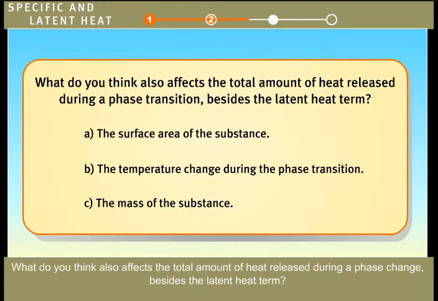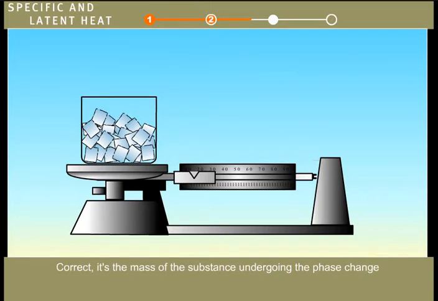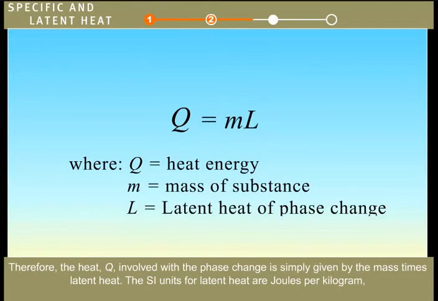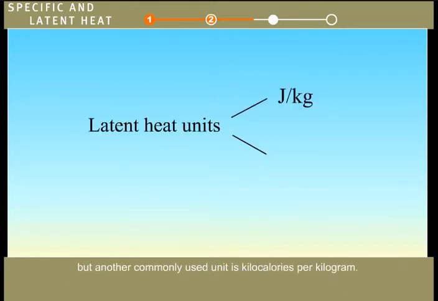What do you think also affects the total amount of heat released during a phase change, besides the latent heat term? Correct. It's the mass of the substance undergoing the phase change. Therefore, the heat, Q, involved with the phase change is simply given by the mass times latent heat. The SI units for latent heat are joules per kilogram, but another commonly used unit is kilocalories per kilogram.